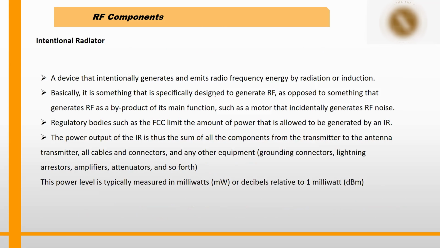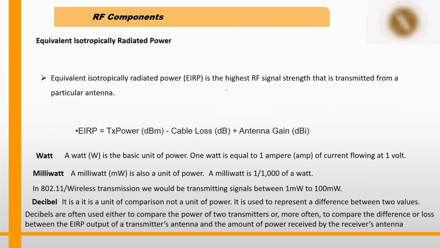So this one we understood at the end of the session yesterday. Transmission power, cable loss, antenna gain, that's the EIRP. EIRP is the highest RF signal strength that is transmitted from a particular antenna. And then you can see here, there are some units of measurement. That is nothing but the power. So we'll talk about this power.